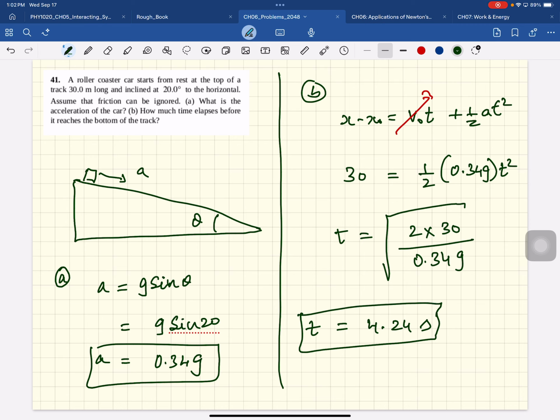So what we found was, if you get the track that we use in lab, a cart let to slide down this incline would take about 4.25 seconds.